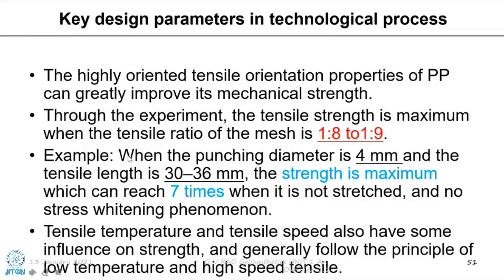For example, in one of the cases they have described here, when the punching diameter is 4 millimeters and the tensile length is 30 to 36 millimeters, the strength is maximum, which can reach 7 times that when it's not stretched. The stretching means orientation. So the improvement in strength actually will be 8 to 9 times. That is the beauty of it.